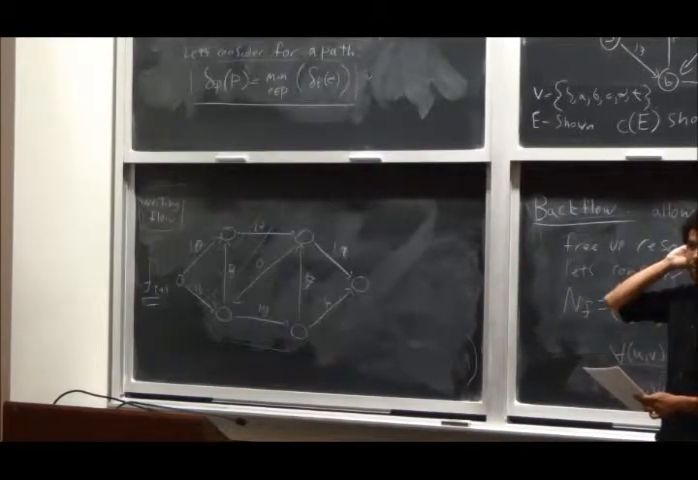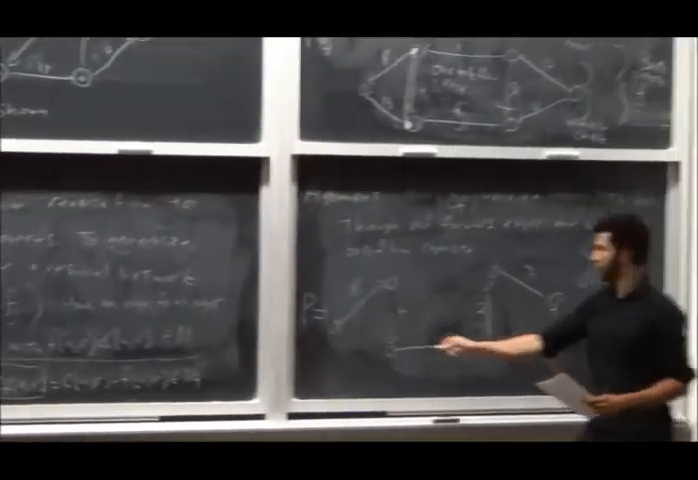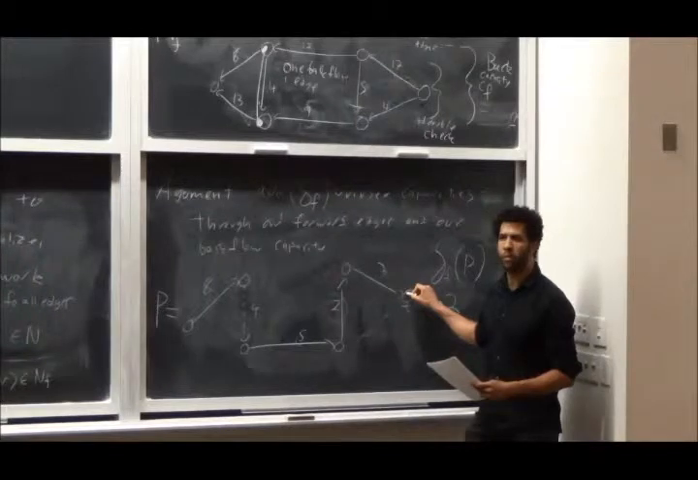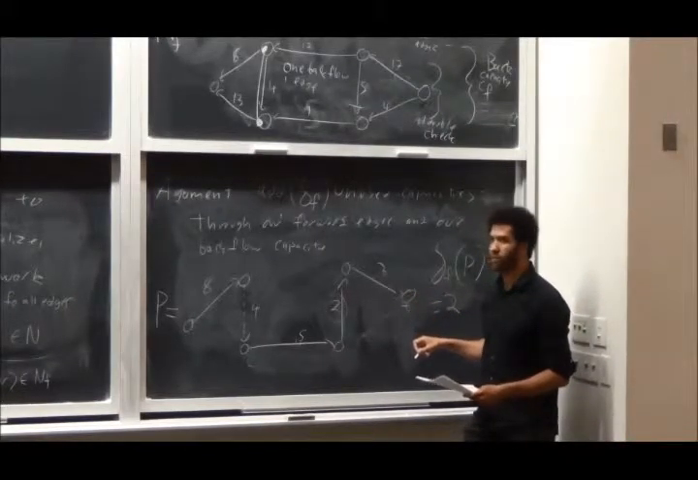Can you explain how you got the 2 from the augmented? The final 2? Delta FB equals 2. Given this path, there's no way I can put more than 2 through here. Does that make sense? Oh, because the 2 is the minimum. It's just the minimum on the path, yeah.